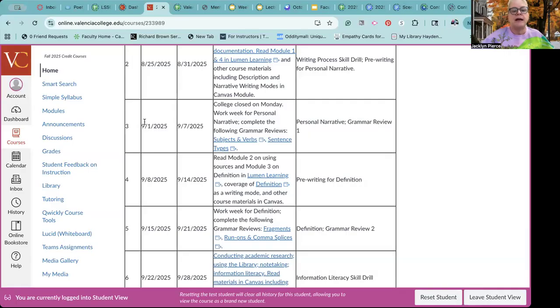All right, so I've already scrolled down on the homepage to week 4. In week 4, we are starting essentially our second paper, and that is a definition paper. So you're going to be reading about definition as a writing mode. In the first paper, we used both narrative and description. In the second paper, the primary mode is going to be definition. And of course, there's additional things in Canvas that will help you with that. And then the only thing due in week 4 is the pre-writing.